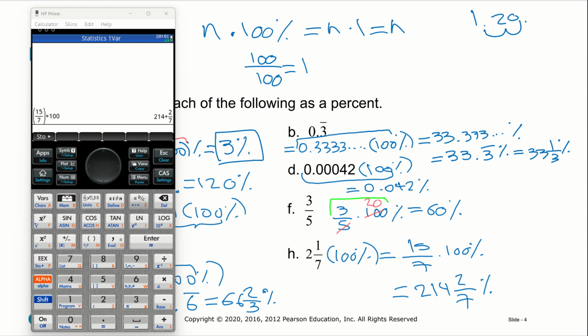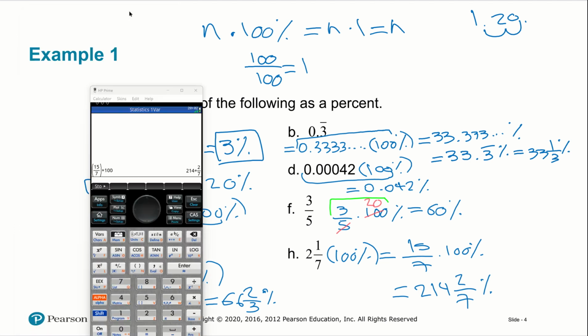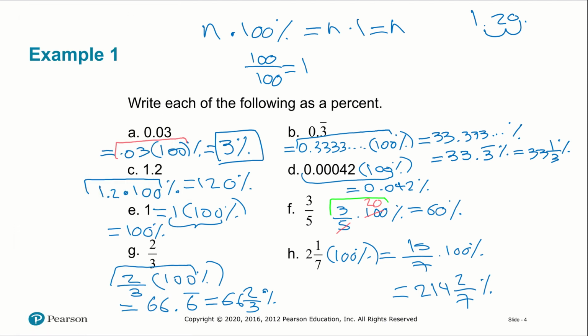All right, so that's basically how you do conversions when it comes to going from decimal notation to percent. A very universal method I've shown you. It works, notice, with all kinds of numbers. So it doesn't get much better than that. All right, let's move on.